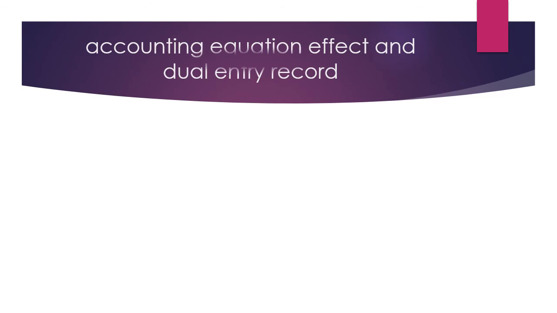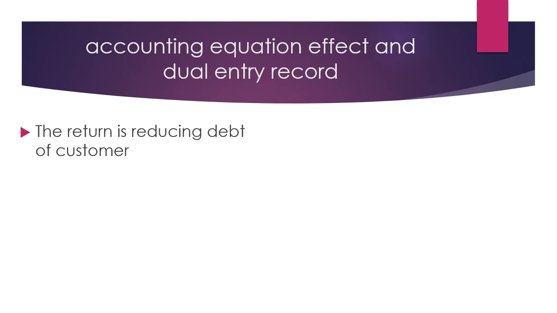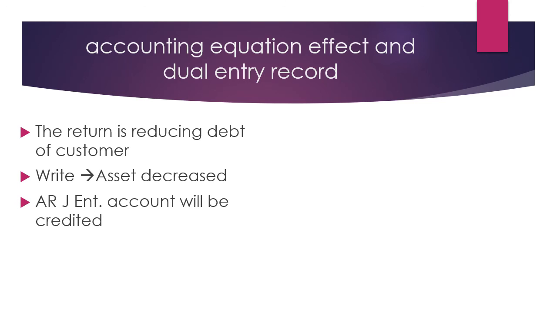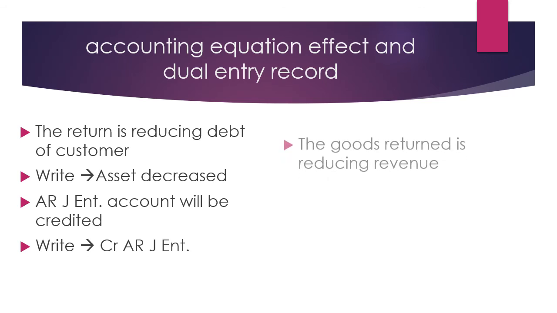So you write the accounting equation effect and dual entry record. The return is reducing the debt of the customer. So the debt of the customer is an asset. So you write asset decreased. Whenever an asset decreases, again use the other clear formula table. You will credit the AR J Enterprise account. So write CR AR J Enterprise.